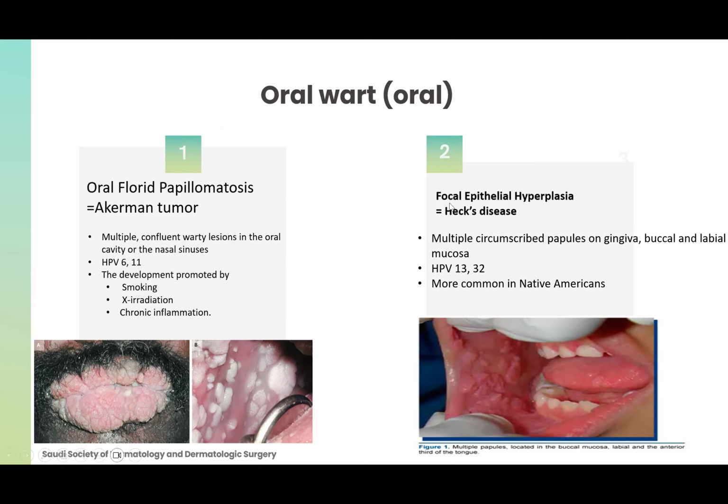Moving to the second part, Heck disease, characterized by multiple plaques over the gingiva, buccal, or labial mucosa, mainly caused by HPV 13 or 32, and it's more common in Native American people.